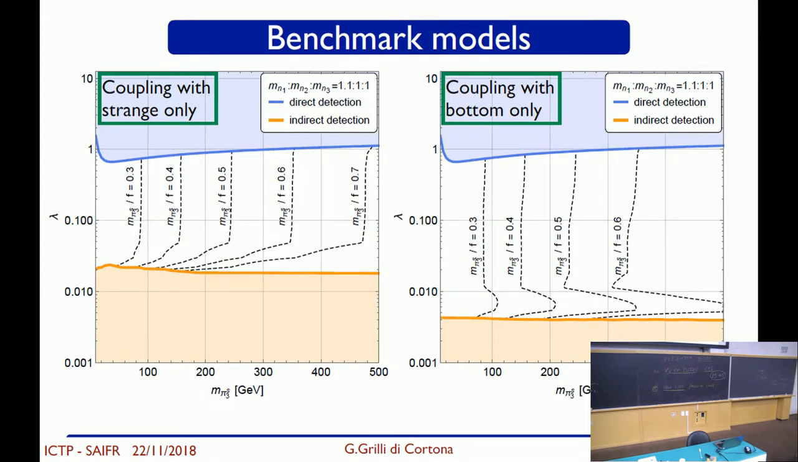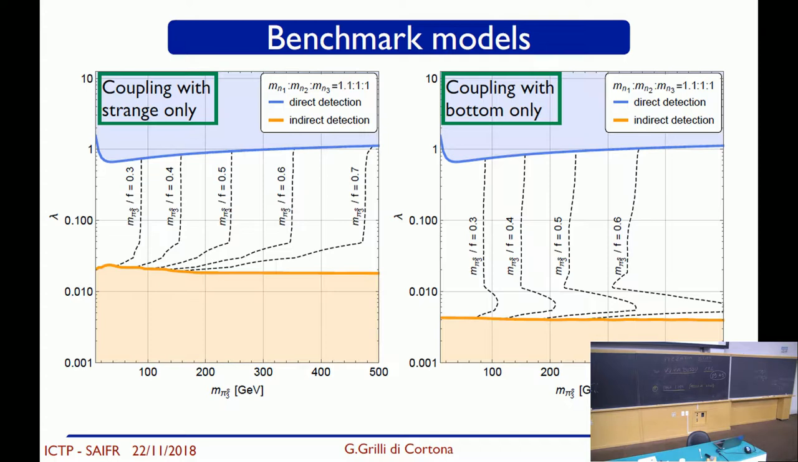So here I can show what the constraints are. I'll show the constraints only for the coupling with the strange quark only and the bottom quark only, for the simple fact that the coupling with the down quark is completely ruled out. So here we have constraints on the parameter space, lambda versus the lightest dark matter mass. In our case, we have three dark matter particles, so it's multi-component dark matter. We fix the masses of the dark quarks N2 and N3 to be degenerate, while the mass of N1 is a bit larger.